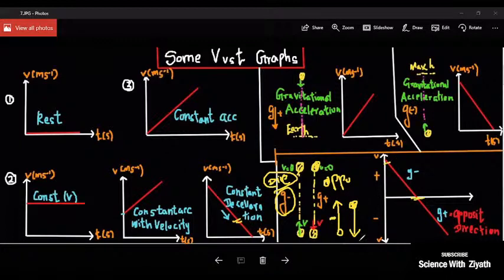Then when it comes back, that is the opposite direction. In a velocity time graph, it must not be drawn above the time axis. Very important. Only here the opposite direction problem comes.